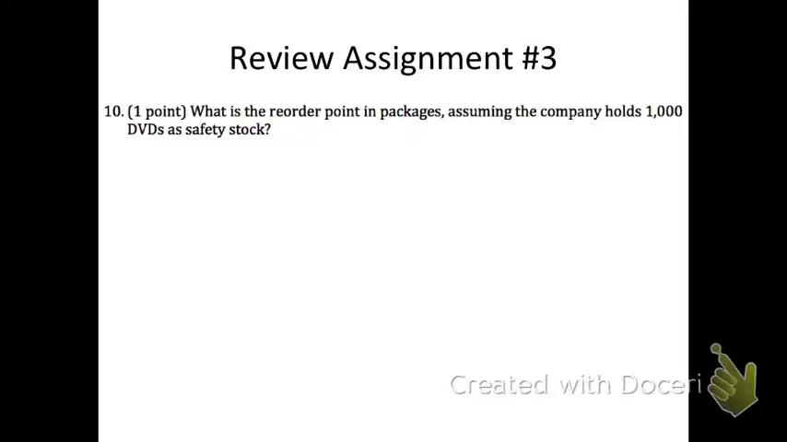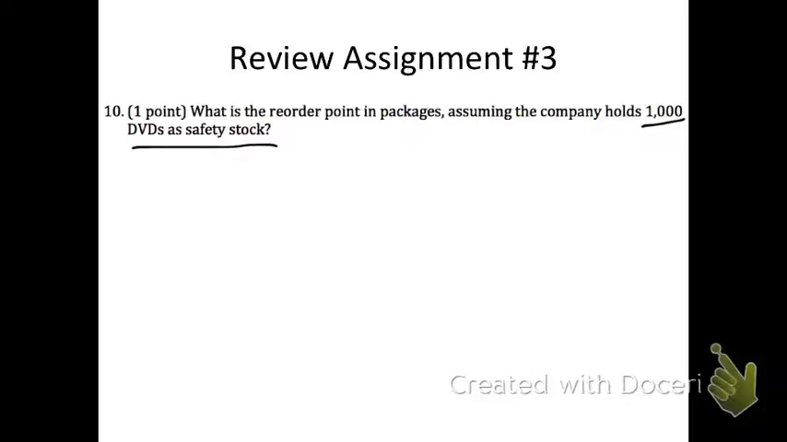All right, so then we talk about the reorder point. The reorder point is we monitor our inventory, and once our inventory gets down to this point, then we're going to order our next shipment of 196 packages of DVDs. So this problem says, what is the reorder point, assuming we hold 1,000 units in safety stock?